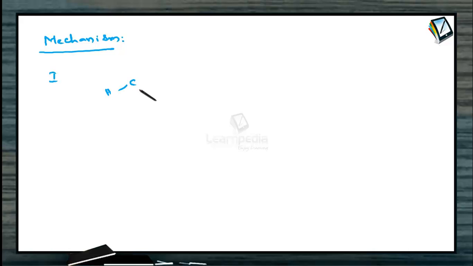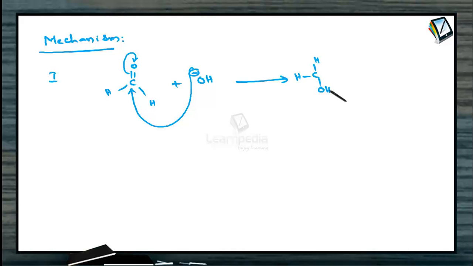Here, formaldehyde is the aldehyde we have taken, and it is the OH⁻ which will attack the functional carbon. Hence, it is acting as a nucleophile. The pi electrons shift towards the more electronegative oxygen atom and thereby result in CH2OH O⁻. So this is the alkoxide ion that is formed.